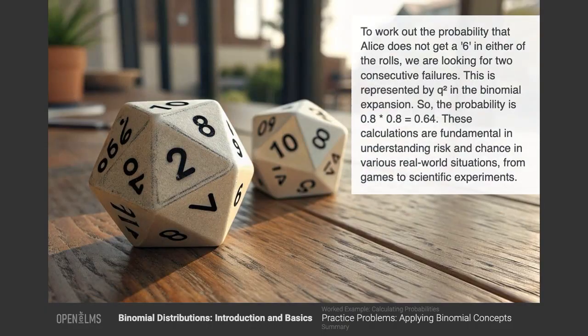To work out the probability that Alice does not get a 6 in either of the rolls, we are looking for 2 consecutive failures. This is represented by q squared in the binomial expansion, so the probability is 0.8 times 0.8, which equals 0.64. These calculations are fundamental in understanding risk and chance in various real-world situations, from games to scientific experiments.